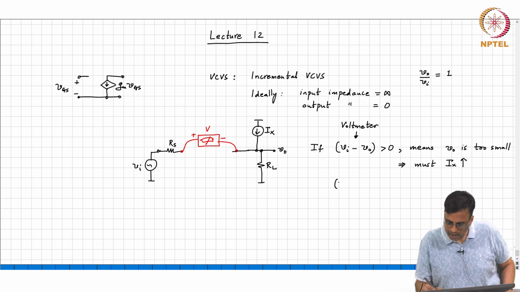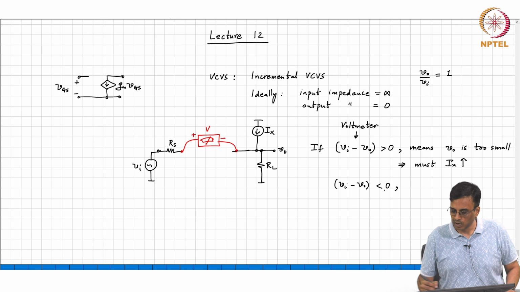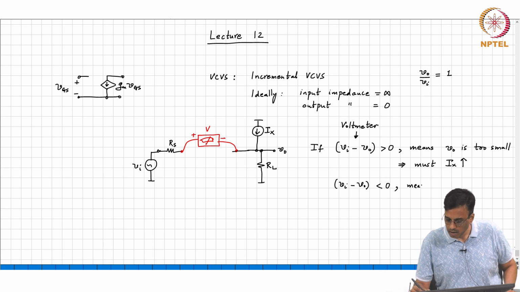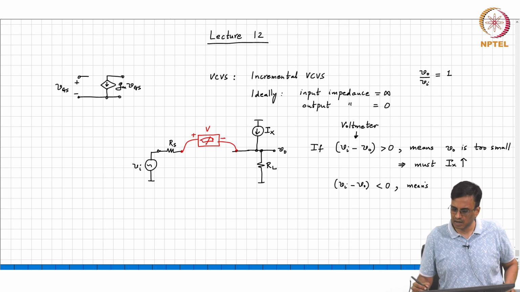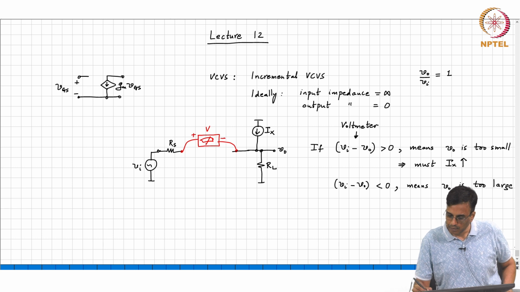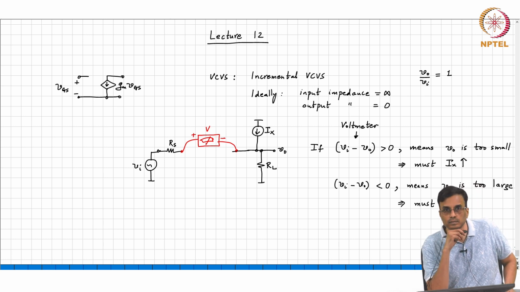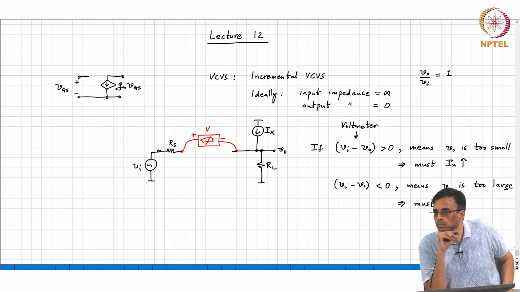Now, if on the other hand Vi minus Vo is less than 0, what does it mean? V naught is too large, and therefore we must reduce Ix. Does it make sense, people?